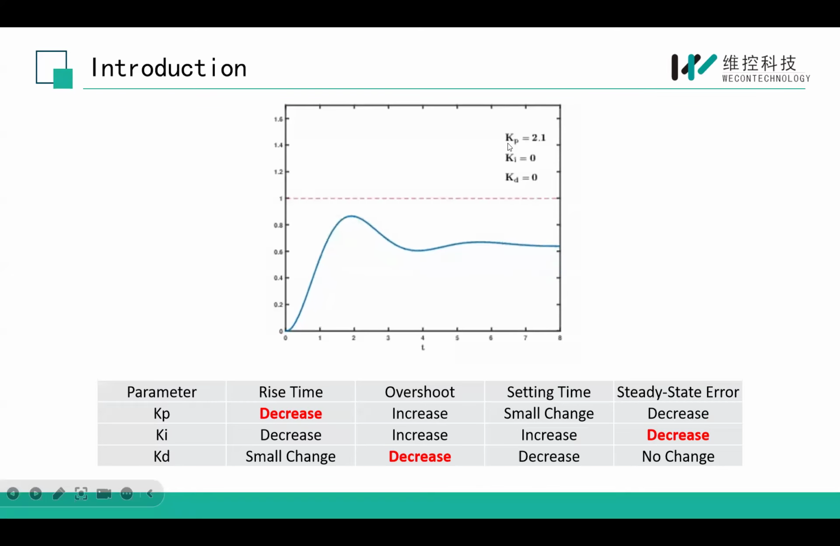At first, only increase the value of Kp, and it still has some steady state error. Then we increase the Ki value. The steady state error is eliminated, but the overshoot is greater.